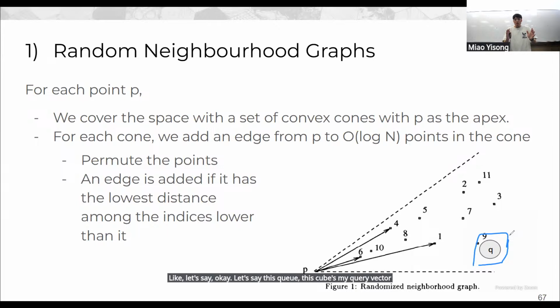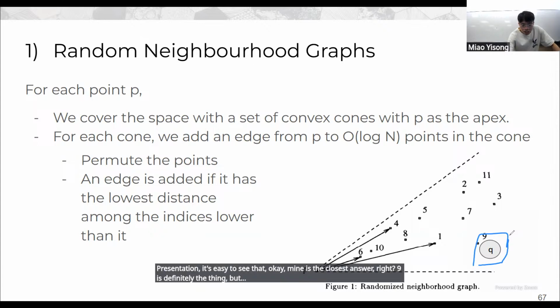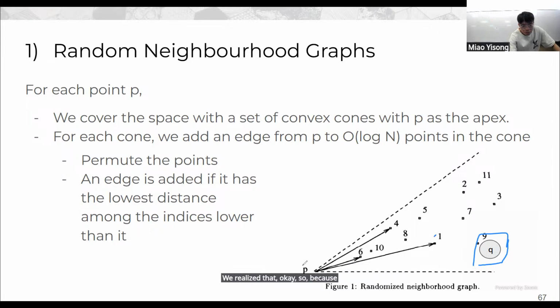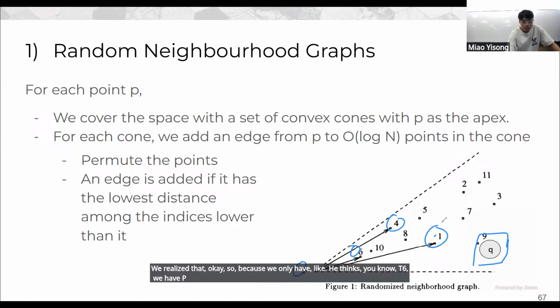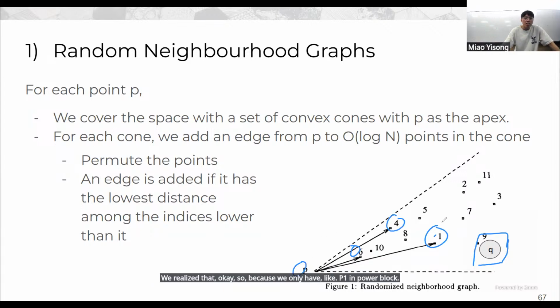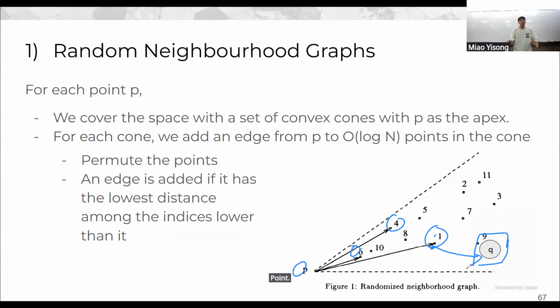And on this presentation, it's easy to see that okay, 9 is the closest answer, right? 9 is definitely the thing. But the thing is that if we query for Q, we realize that we only have P6, P4, and P1 in our graph. We don't have P9 in our graph. So this will assume that 1 is the closest point to Q. You won't see 9. So this is why it's an approximate algorithm.